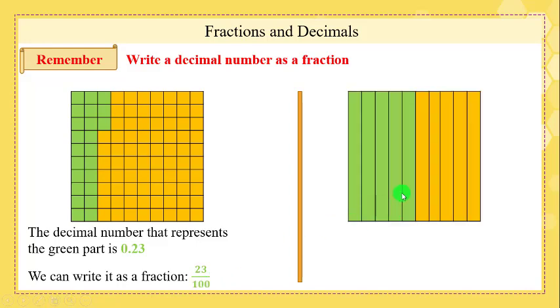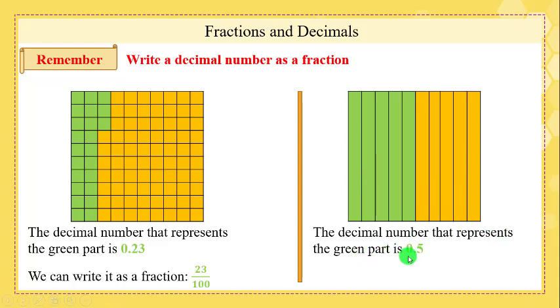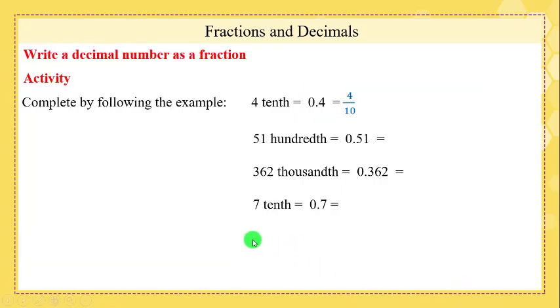Also, let's take the pattern of tenths. 1, 2, 3, 4, 5 columns are colored by green. That is 5 tenths. The decimal number that represents the green part is 0.5. We can write it as a fraction 5/10. Now, let's do the activity. Complete by following the example. 4 tenths is equal to 0.4, which is equal to 4/10. Please pause the video and try to solve the activity.